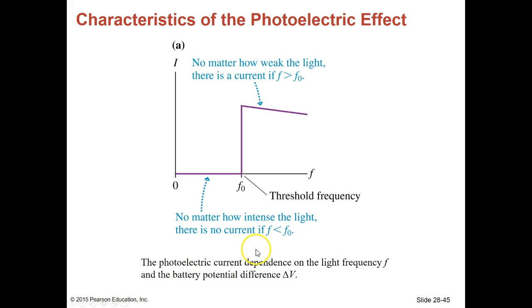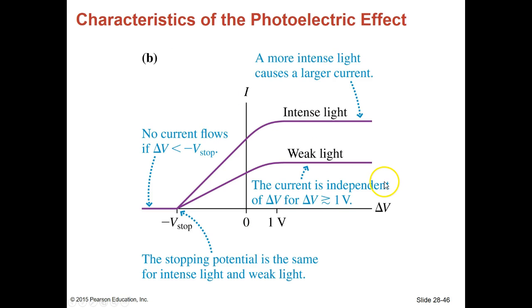So here's a good example of what we can see. No matter how intense the light, up to this threshold frequency, I don't get any current, and then suddenly at this threshold frequency I do get it, and then it kind of tails off as we go through.